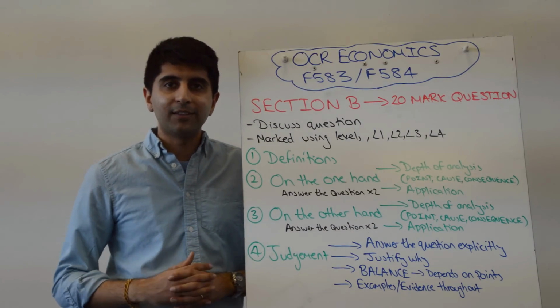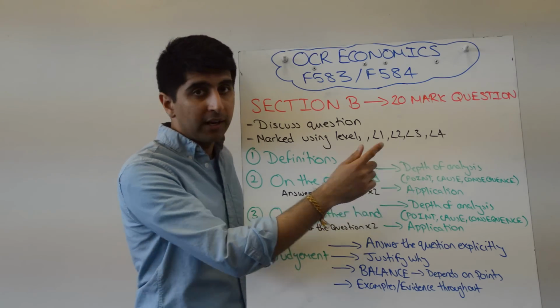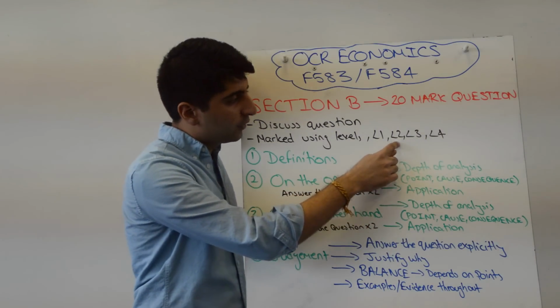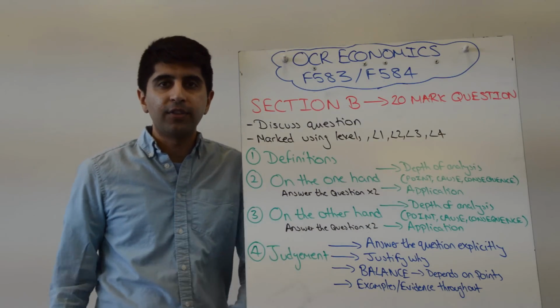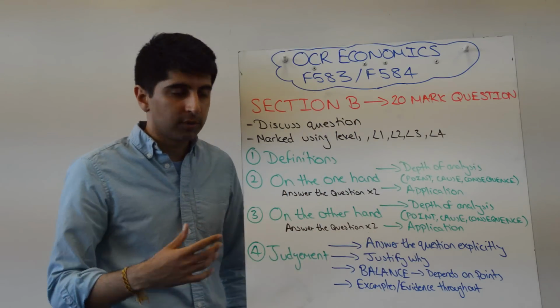The way this essay is going to be marked is you can't score Level 3 unless you have Level 1 and Level 2 backing it up. You can't score Level 4 unless you have Level 1, Level 2 and Level 3 backing it up. So you've got to work through the levels. That's how this essay is going to be marked. Therefore you can't take anything for granted in these levels.